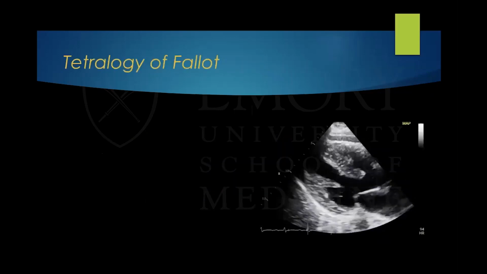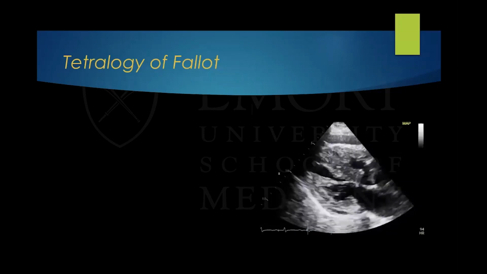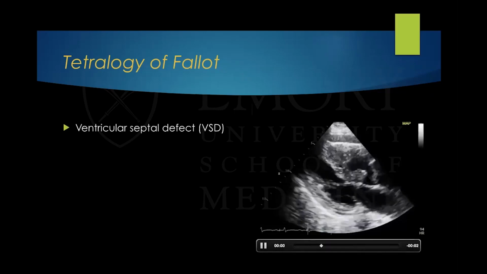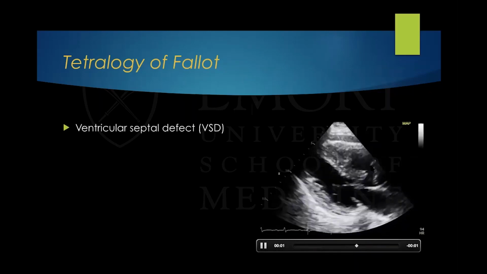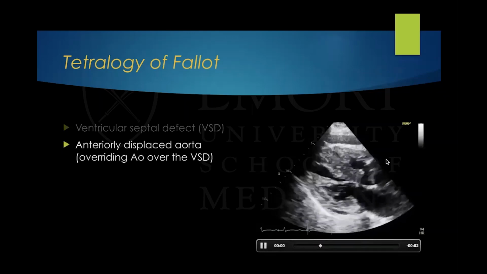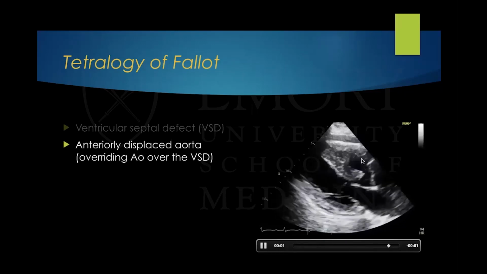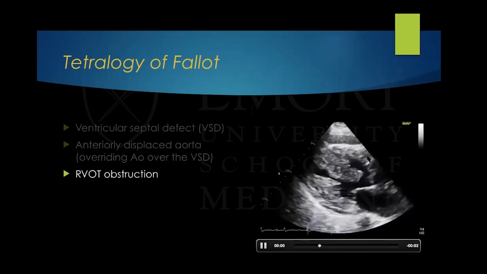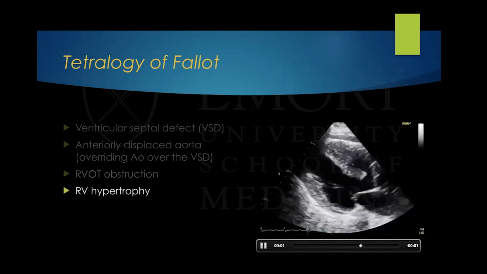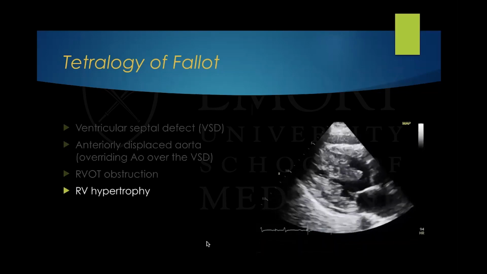So now we're going to move to the next pathology, which is Tetralogy of Fallot. So Tetralogy of Fallot consists of 4 components. One is the ventricular septal defect, and usually there is a deviation of the anterior conal septum. And with that, you can see that the aorta overrides the interventricular septum. And because of this, the right ventricular outflow tract gets obstructed, and the significance of obstruction will lead to right ventricular hypertrophy. So these are the 4 components of the Tetralogy of Fallot.